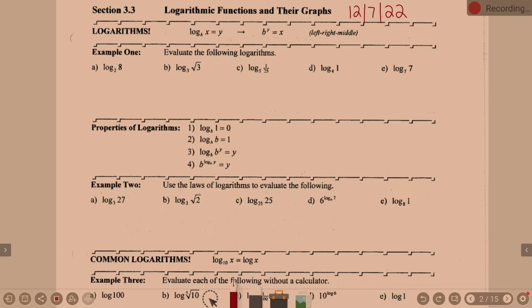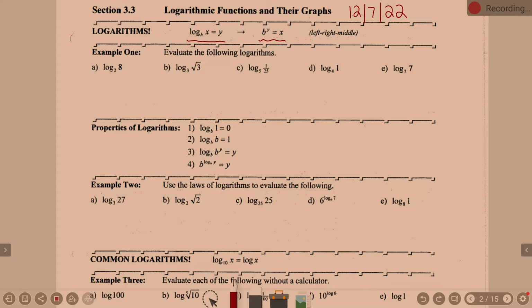Okay, logarithms. Logarithms are of the form log base b of x equals y. And that is our traditional logarithmic form. It can be transformed and written in exponential form, which is what we often have to do because we can't always work with log form. So we transfer it to exponential form, which is b to the y equals x.